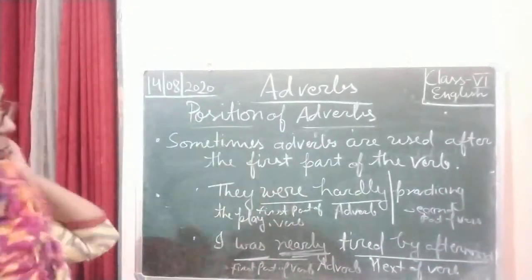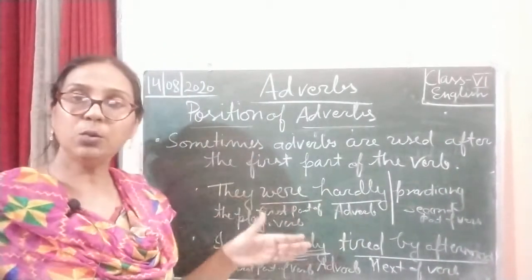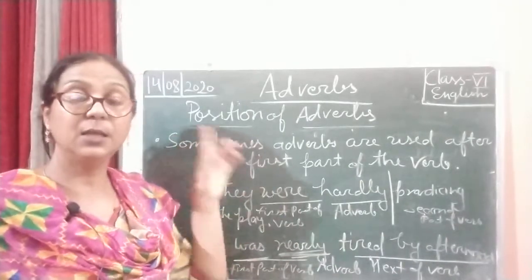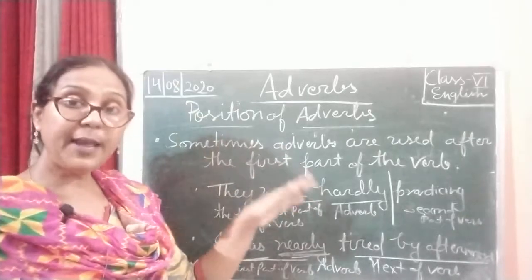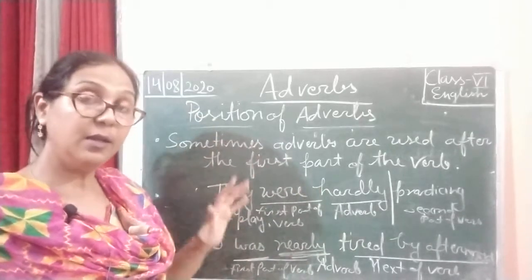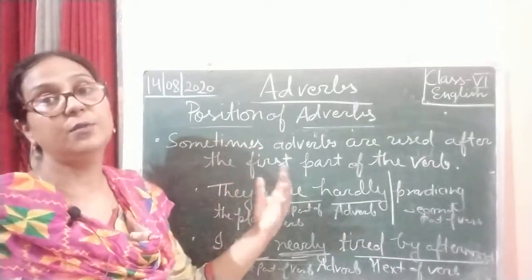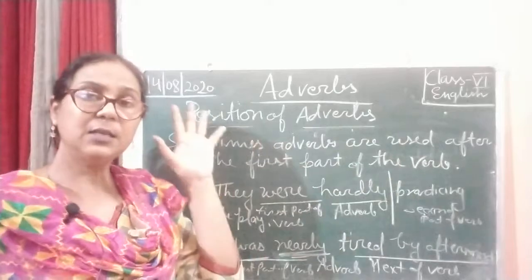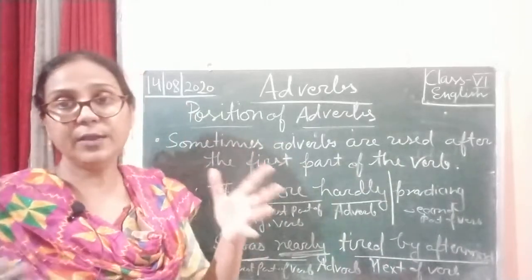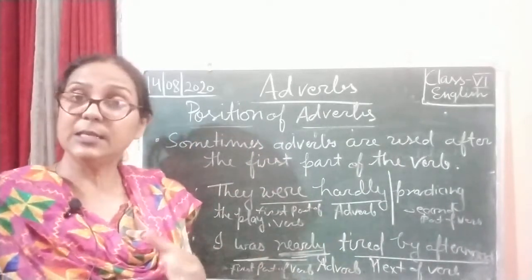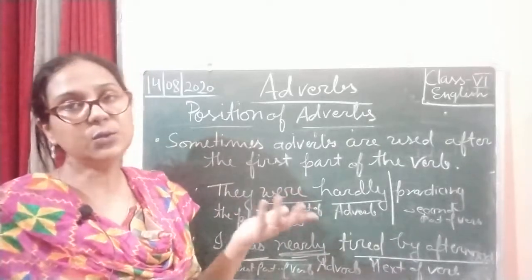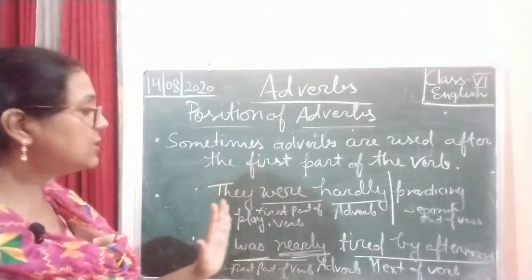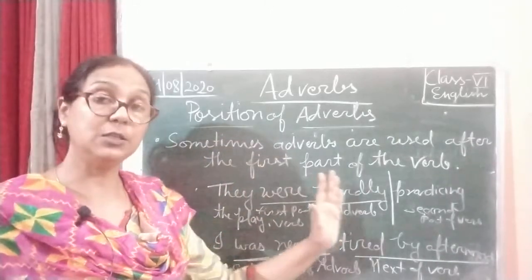So here you can see in both examples, you can understand that sometimes an adverb is placed next to the first part of the verb, used after the first part of the verb. It doesn't always happen. Always, as we all know, it describes verbs, so it is usually used after the verb. But sometimes it is used after the first part of the verb.